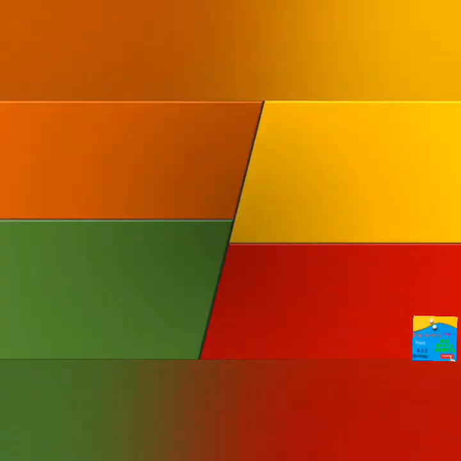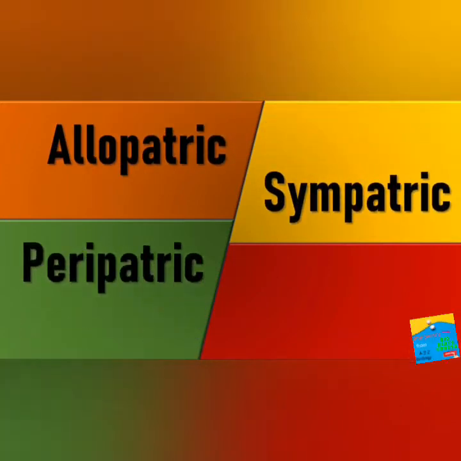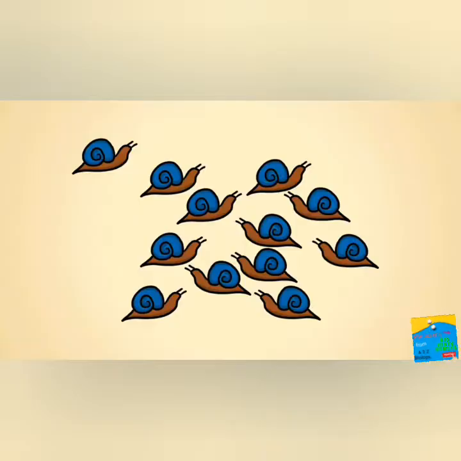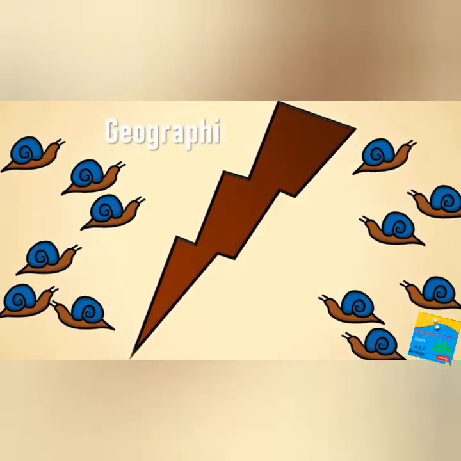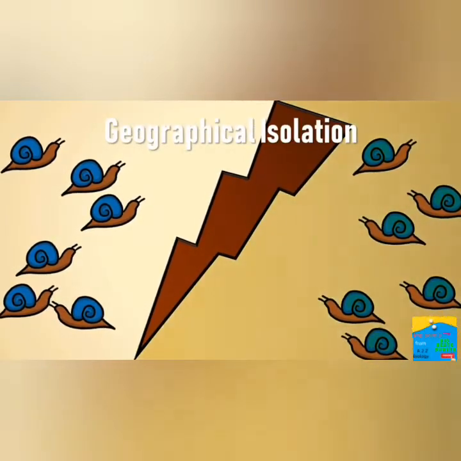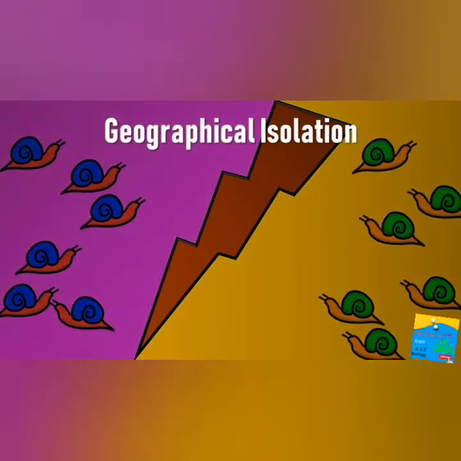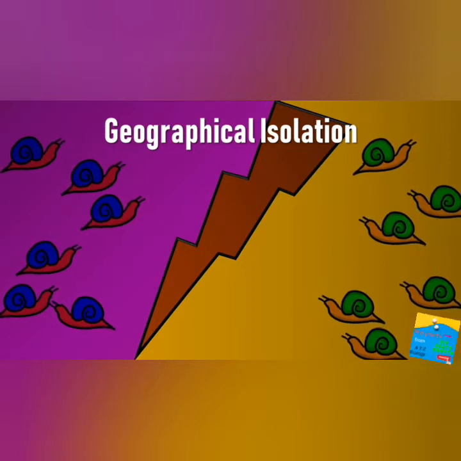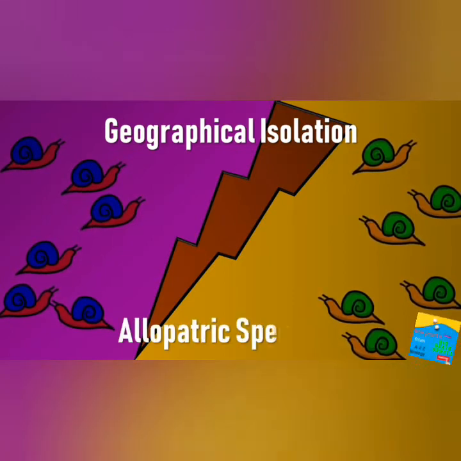Speciation can occur in four ways: allopatric, sympatric, peripatric, and parapatric speciation. Consider a species of snails living together happily. Due to geographical isolation, the population gets divided. Each divided population evolves separately. After a time period, they cannot reproduce together, meaning they have evolved into two separate species. This type of speciation due to geographical isolation is called allopatric speciation.